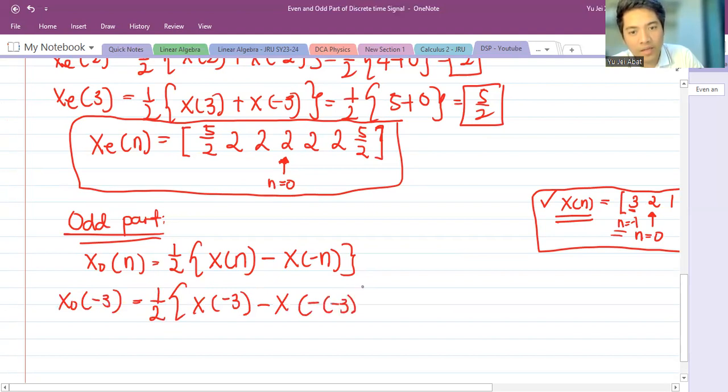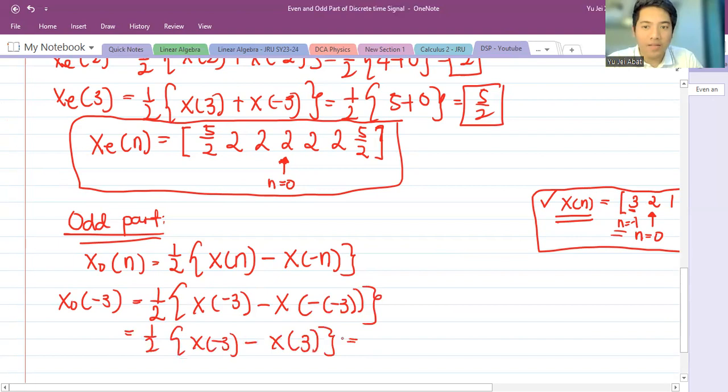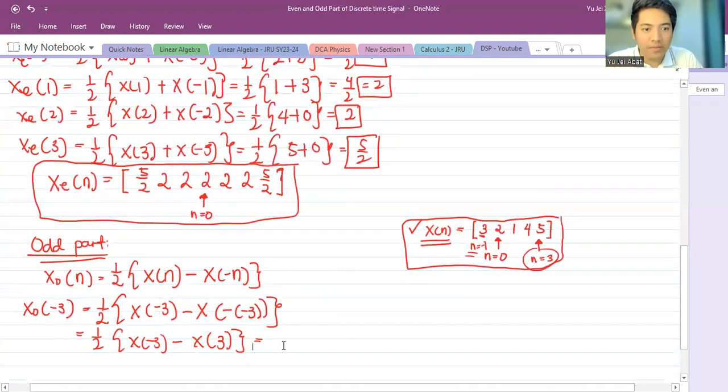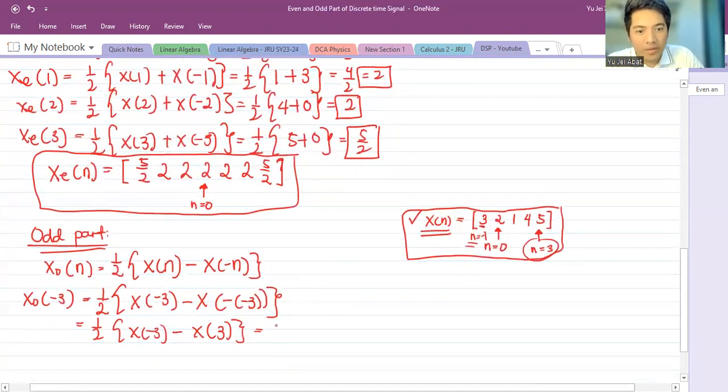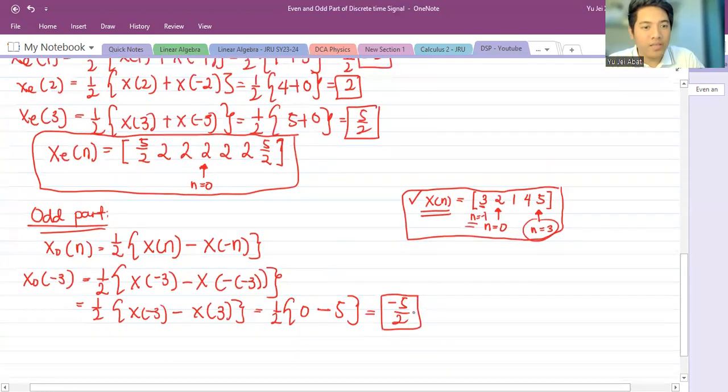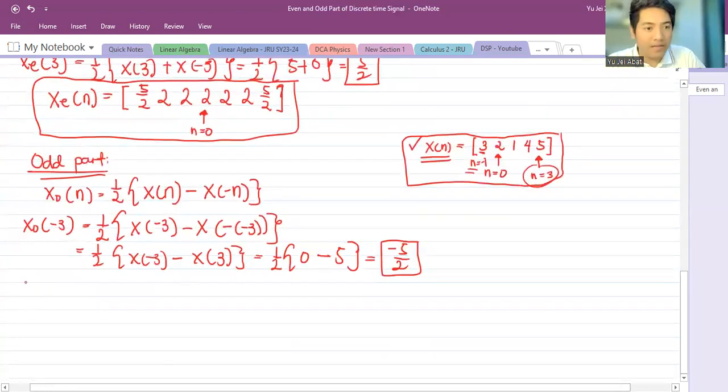Okay, it's negative of negative 3. So this becomes 1/2 x of negative 3 minus x of 3. Looking at the reference signal, the original signal x of n, do we have negative 3? We don't, so that becomes 0. Then minus x of positive 3, that becomes 5. So that becomes negative 5/2. That's the first amplitude for the odd part at negative 3.